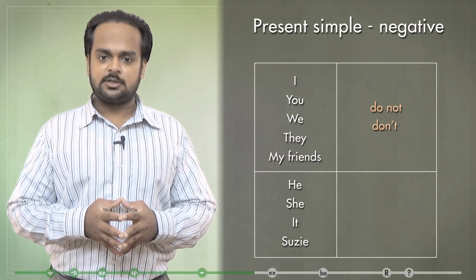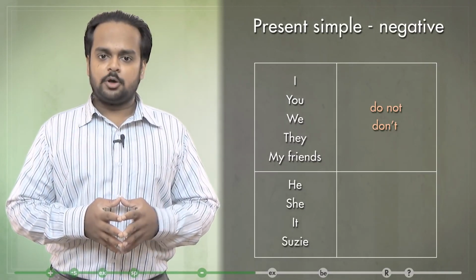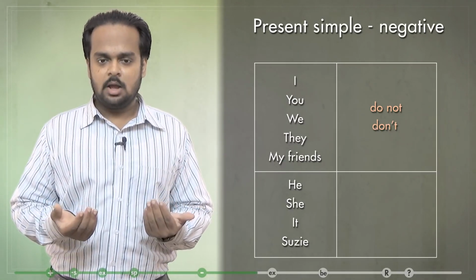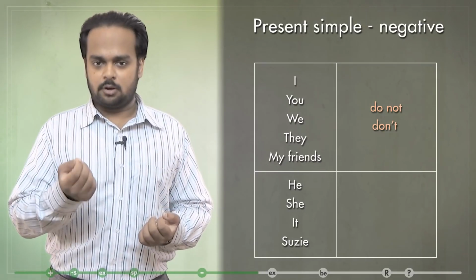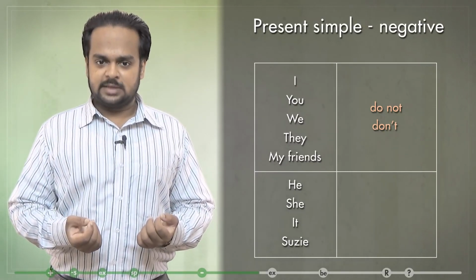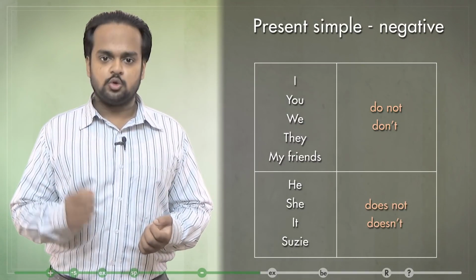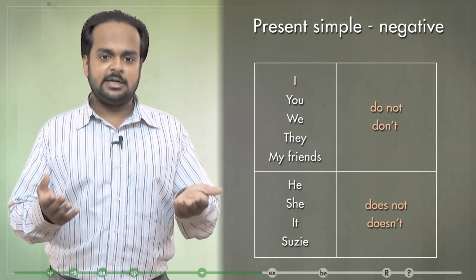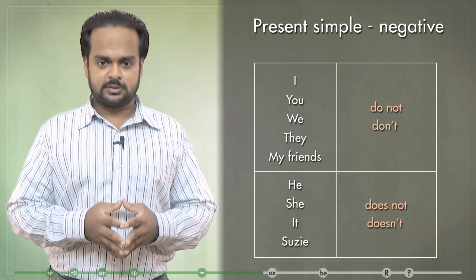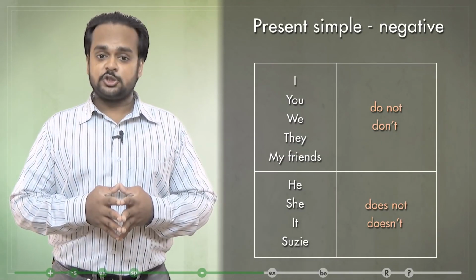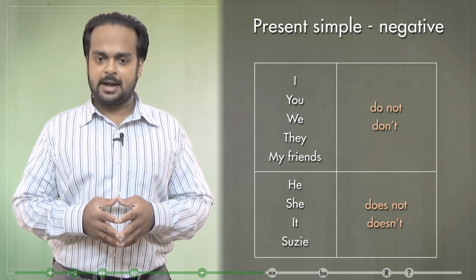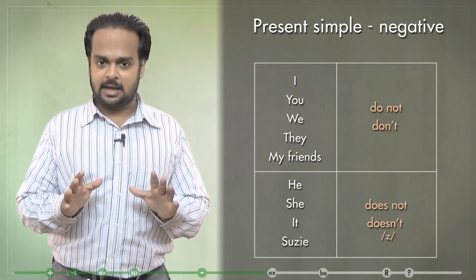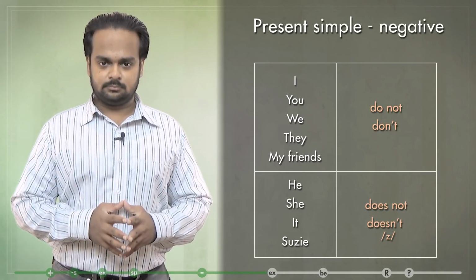But for he, she, it, or any singular noun, remember you must add s to the verb. But where do you add the s? Well, you add it to the helping verb do. So for these subjects, does not, shortened to doesn't, is used to make the negative. He doesn't play chess, she doesn't play chess, Susie doesn't play chess, etc. Pay attention to the pronunciation of that. It's pronounced doesn't. There's a z sound there. It's not an s sound, so doesn't.